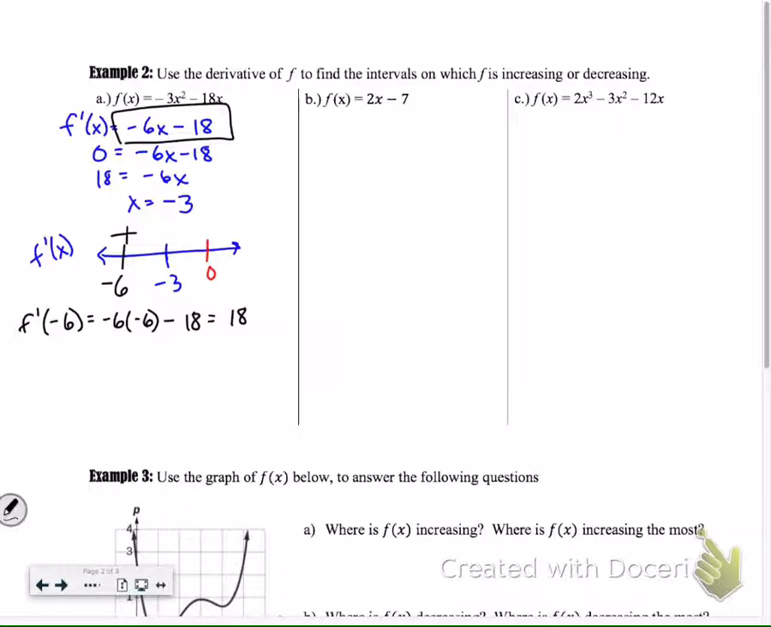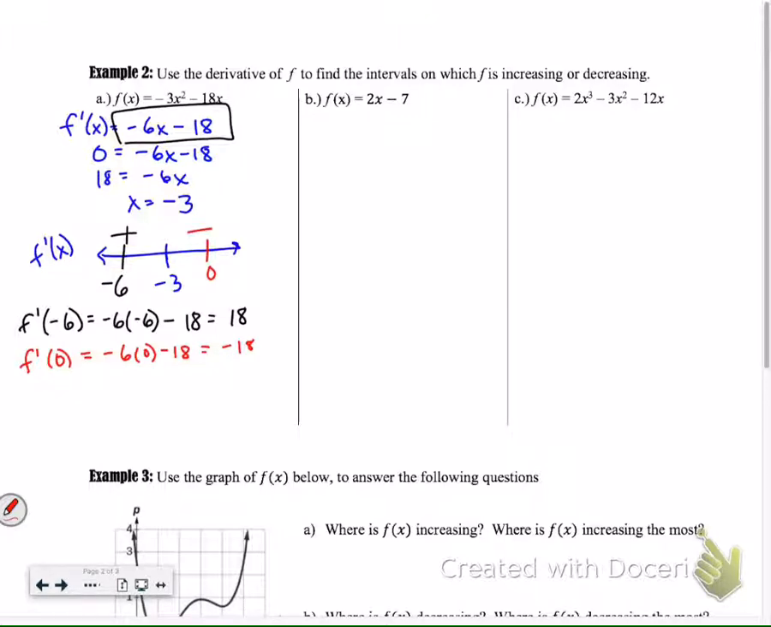What's happening is the graph is increasing, positive slope the entire time. Now, f'(0), obviously that's pretty easy to plug in. That ends up giving me a negative 18. Now, they're not always going to be the same but opposites. That's just the way this one worked out.